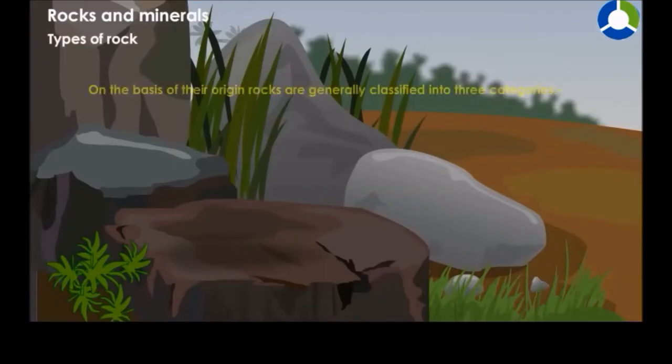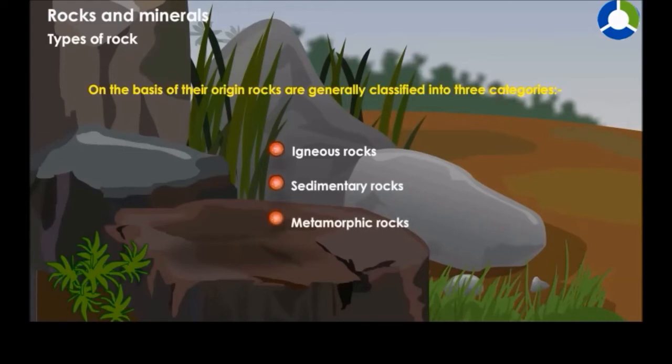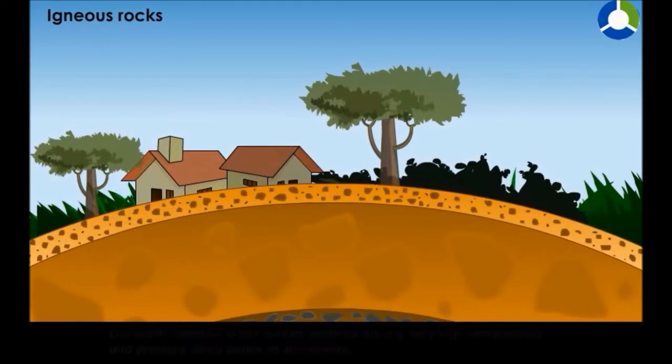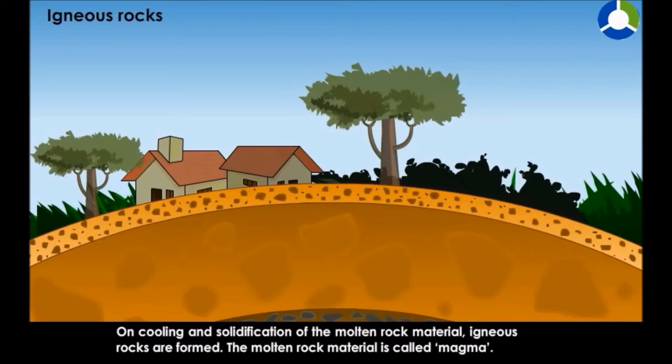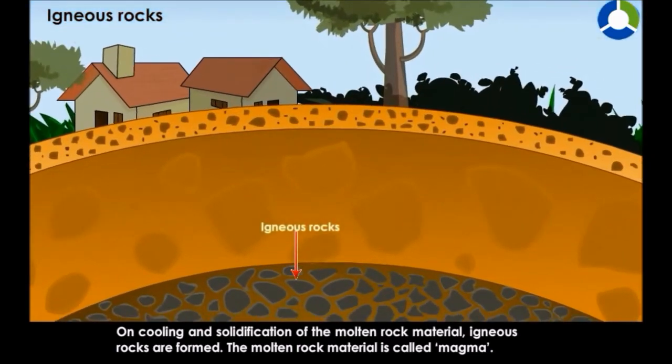Types of rock. On the basis of their origin, rocks are generally classified into three categories: igneous rocks, sedimentary rocks, and metamorphic rocks. Igneous rocks. Our Earth contains a hot, molten material having very high temperature and pressure deep below its lithosphere. On cooling and solidification of the molten rock material, igneous rocks are formed. The molten rock material is called magma.